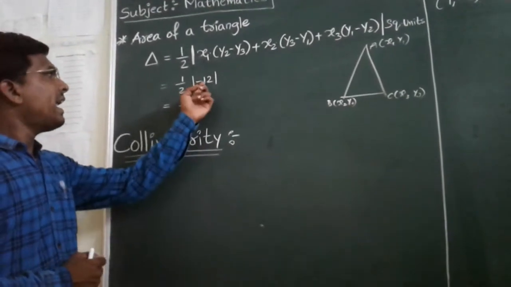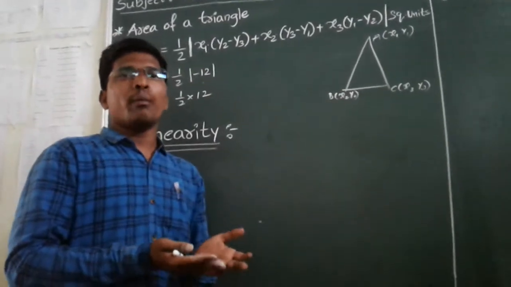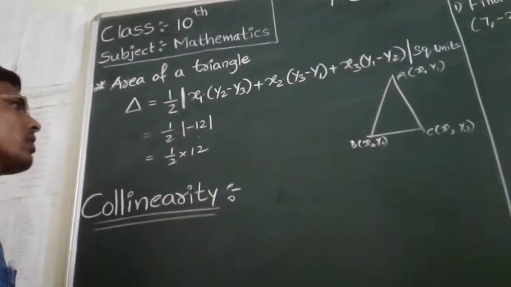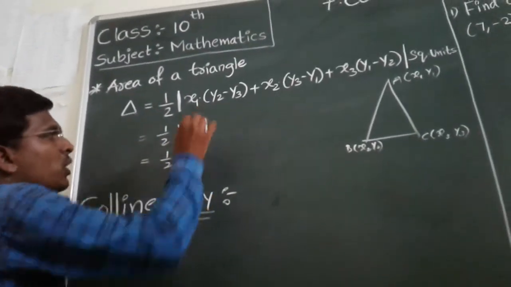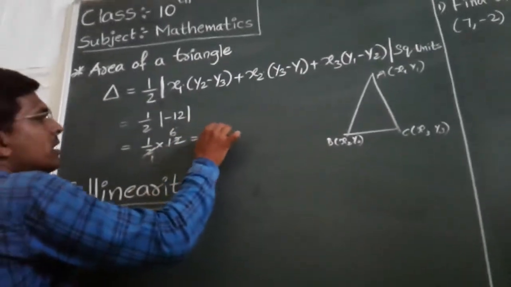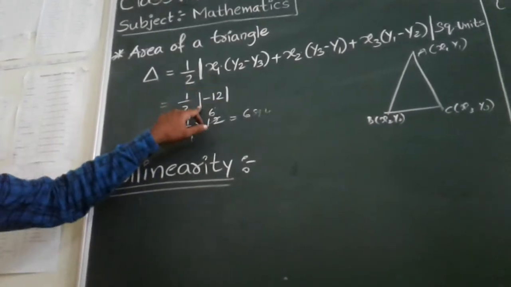Why do we do this? Because area won't be negative. Area sometimes may be equal to 0, but it cannot be a negative number. So it should always be a positive one. That's why we are using this modulus sign. So 2 ones are 2, and 2 sixes are 12, so your answer is 6 square units. So this is the formula and its importance.